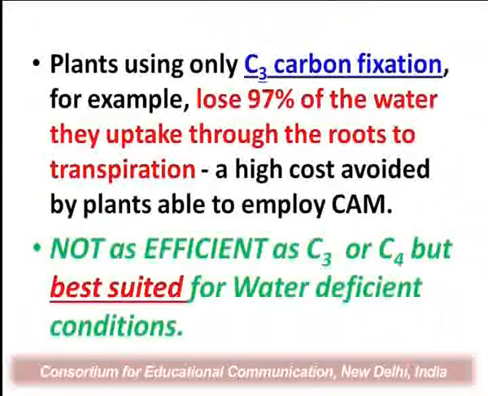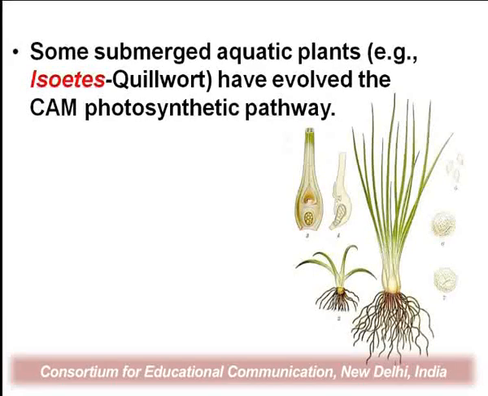Nevertheless, they are the best, or the most ideally suited for water deficient conditions, because 97% of water can be lost by the C3 plants, and they have to pay a very high cost of their productivity. The CAM plants can save all of that. Now comes a very interesting aspect. We have always highlighted arid conditions as the key word, or the dictum, for a CAM plant. Nature has its own pathways.